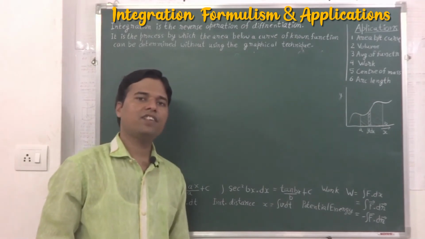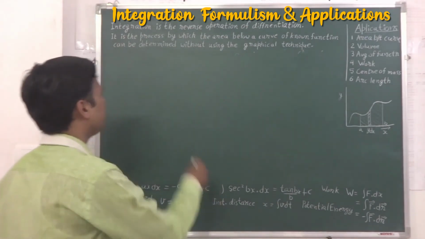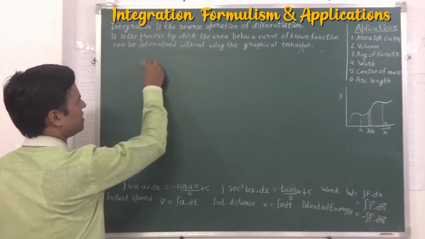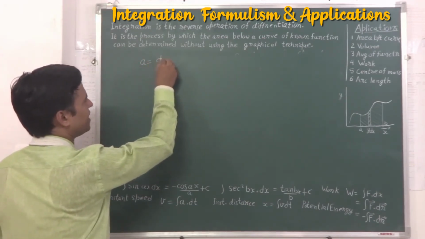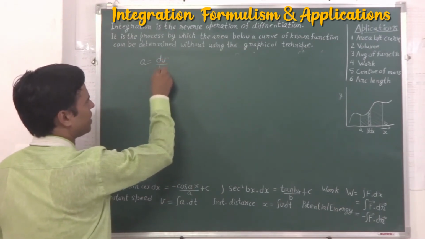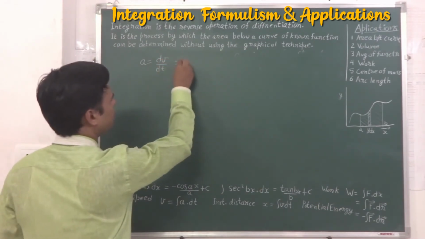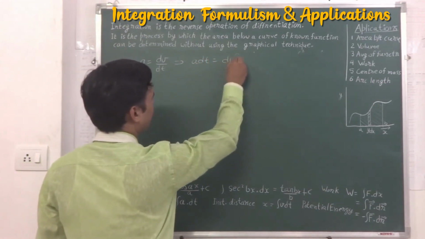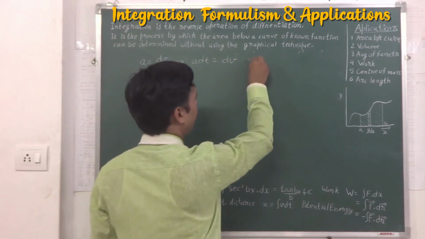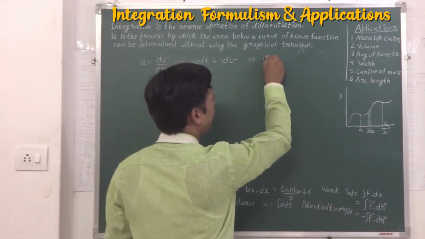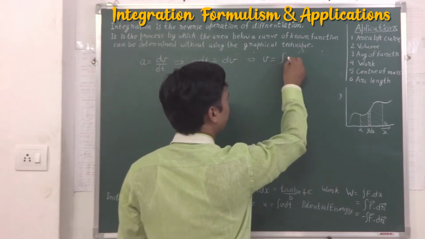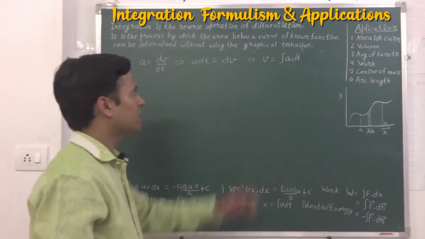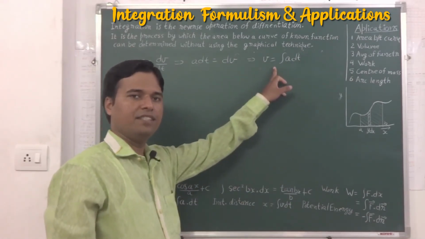Dear students, in our last video we learnt about differentiation, by which you can get the instantaneous acceleration, that is equal to the derivative of speed with respect to time. Then you can get a dt equal to dv. Now integrate both sides and you will get the speed equal to the integration of acceleration with respect to time. This is the instantaneous speed.